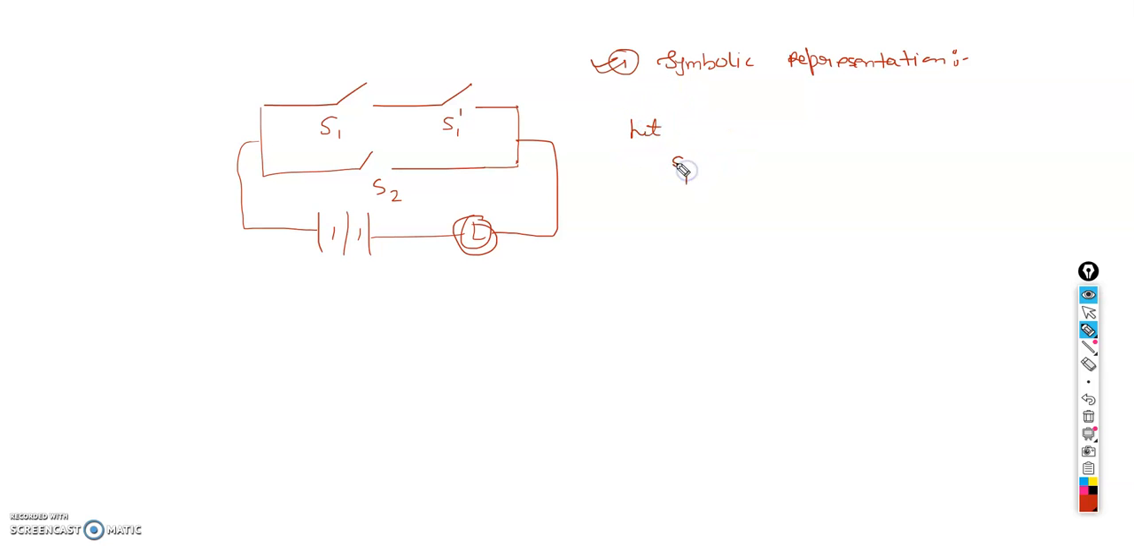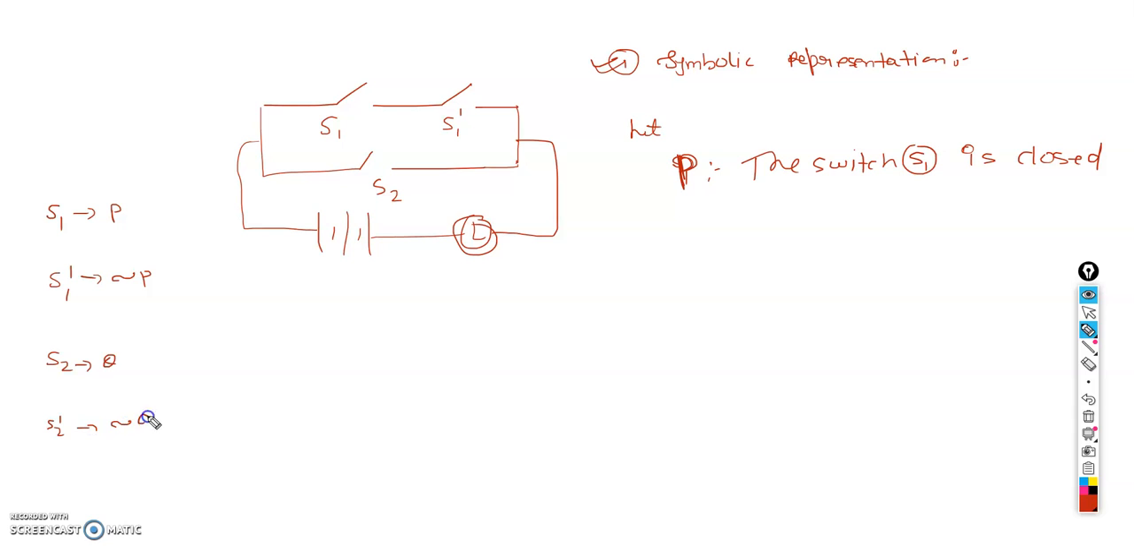Now we will start like this. You have to assume each and every switch as a new variable. Let me call it the variable P, meaning the switch S1 is closed. Since we have S1 dash, if I say S1 is P, then S1 dash is just the opposite of P, that is negation P. Similarly, if you get S2 and S2 dash, it's not two different things, it's the same thing: Q and negation Q, so don't be confused.